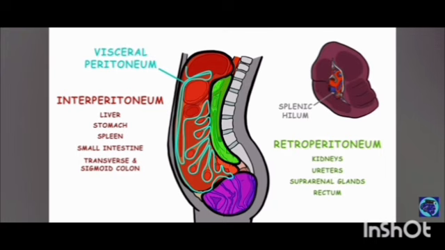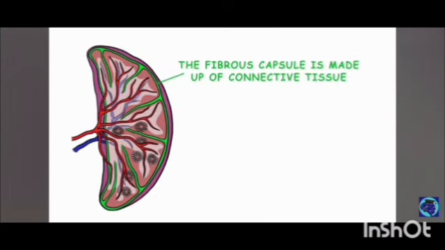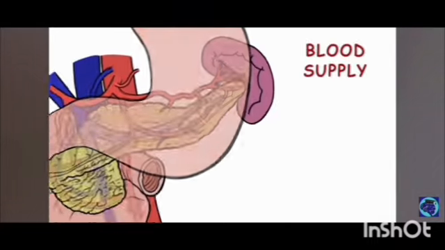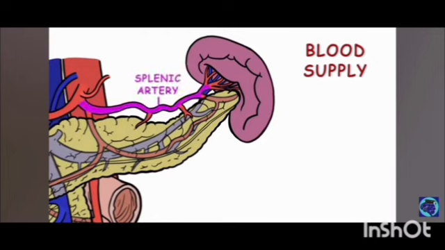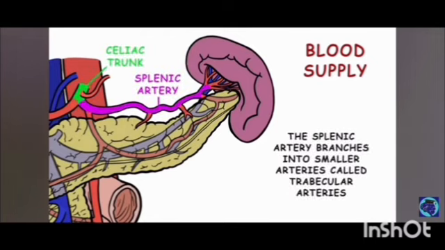The fibrous capsule which envelops it is made up of connective tissue and it forms short extensions into the organ called trabeculae. The splenic artery originates from the celiac trunk and runs horizontally and retroperitoneally along the superior and posterior margin of the pancreas.